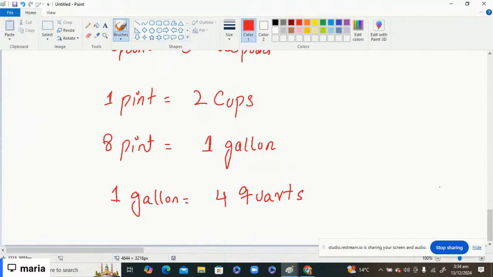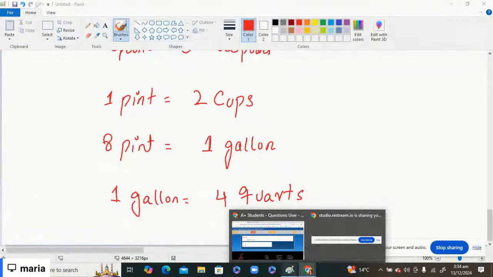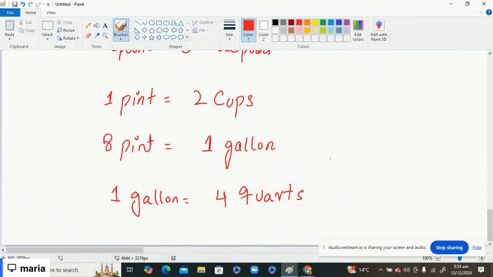Then we check how many pints are equal. 1 pint is equal to 2 cups, and 8 pints is equal to 1 gallon, and 1 gallon is equal to 4 quarts. This is basically something that you need to memorize. And if you want, you can write it down in your notebooks as well. Now let's discuss the next lesson.